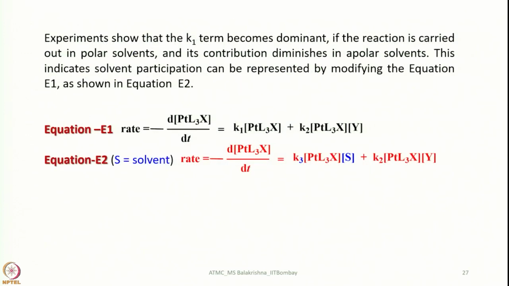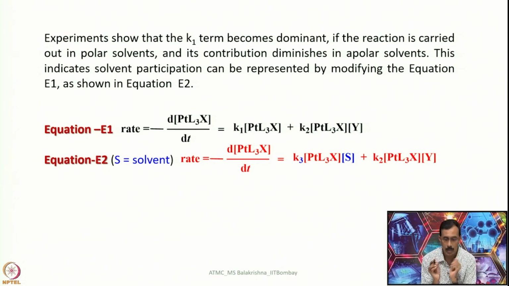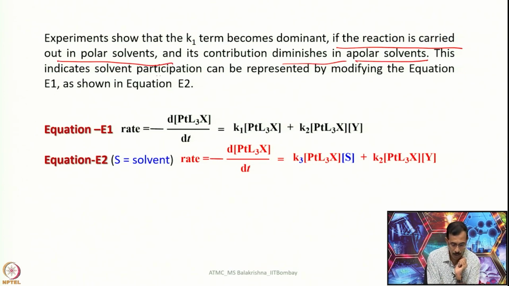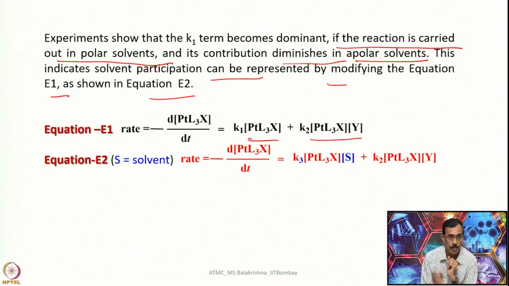So, you can see the experiments show that the term k1 becomes dominant if the reaction is carried out in polar solvents and its contribution diminishes in apolar solvents. You should remember that this indicates solvent participation can be represented by modifying the equation E1 as E2, as you can see here. So, for example, here we are taking k1 into the concentration of PtL3X and then the concentration of this one also. Whereas in this case, when the solvent is there, you can also add the term solvent here in this case.